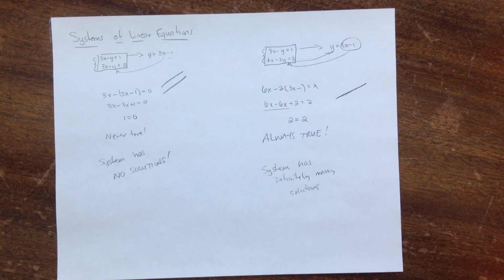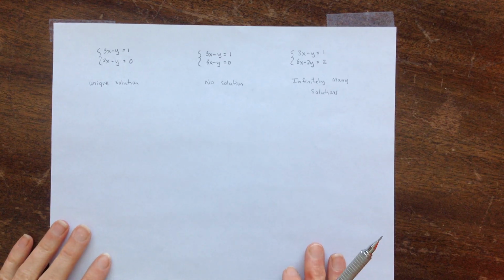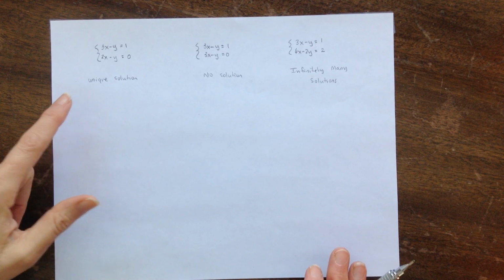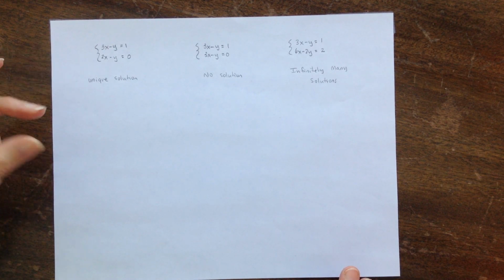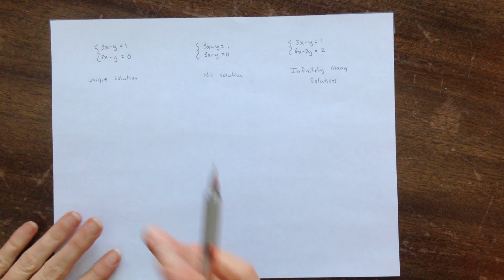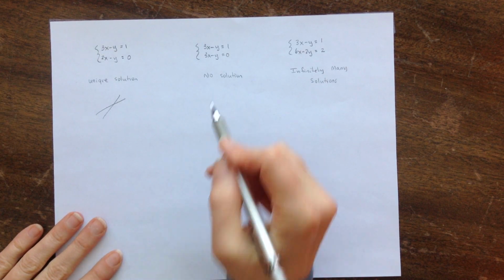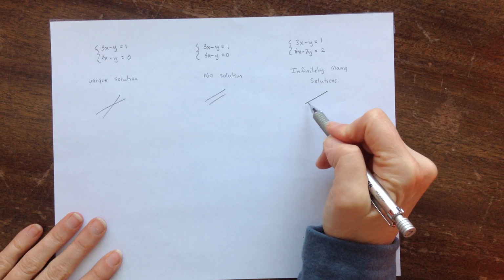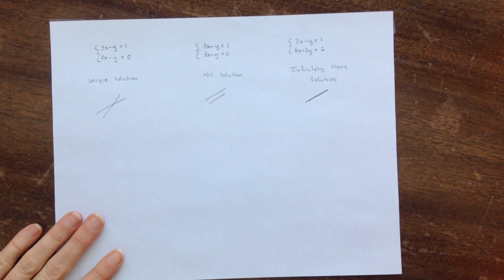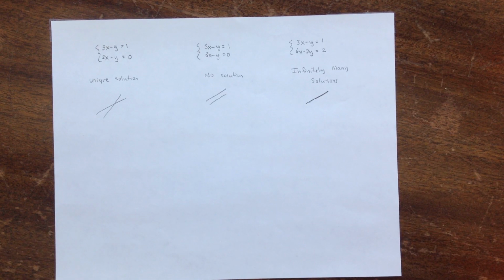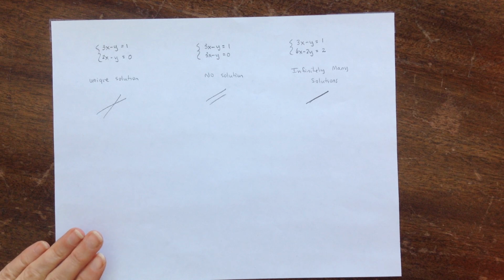So those are the three possibilities. When you're solving systems of linear equations, there are three possibilities. You have a unique solution, and in the 2 by 2 case, that's two lines that meet at one point. You have no solution, parallel lines, and infinitely many solutions. I can't draw a very nice picture of that because one line on top of the other isn't very visually satisfying.